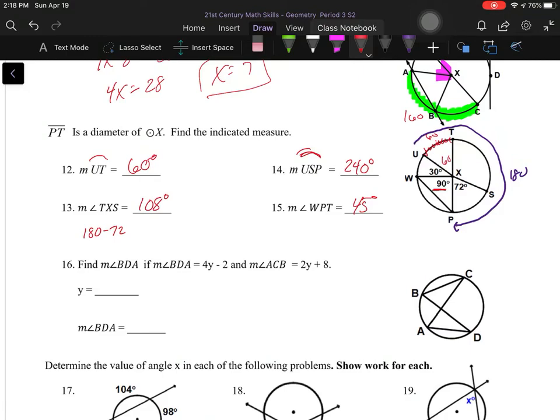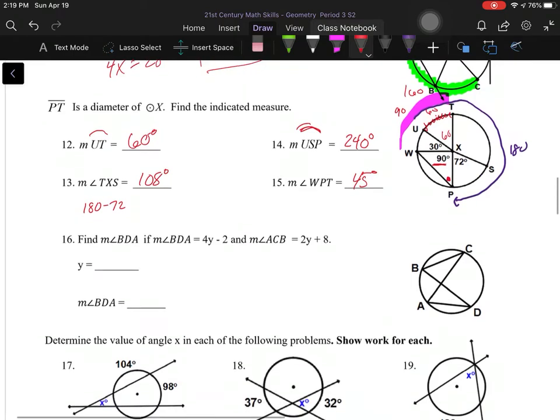If we use the information from this chapter, we know that from U to T, that's 90 degrees. And so to find the angle down here at P, because that's an inscribed angle, you just take half of the arc measure. So half of 90 is 45. So there's a couple different ways that you can do that question, using prior knowledge or using information from this chapter. All right, number 16.